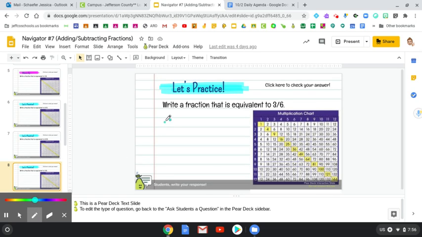3/6. So 3 and 6 have a 3 in common. I could divide them both by 3. Or I could multiply them so long as I'm multiplying by the same thing on both the top and the bottom to build my new equivalent fraction.